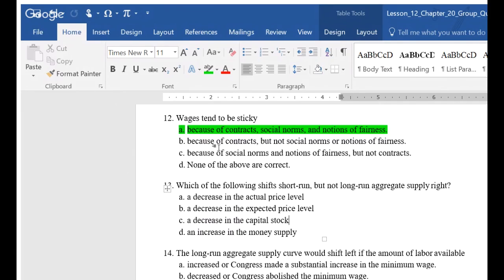Which of the following shift short run but not long run? So in the short run, the price level does affect the economy's output. So a decrease in the actual price level. I'm thinking. Yeah, I think you might be right.